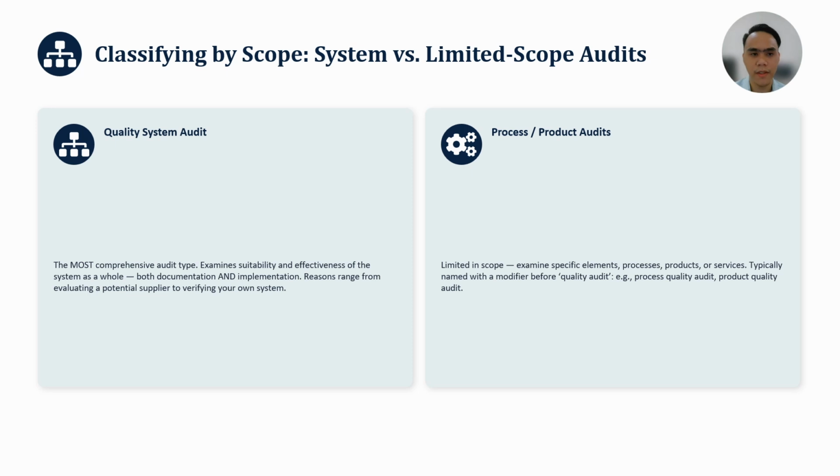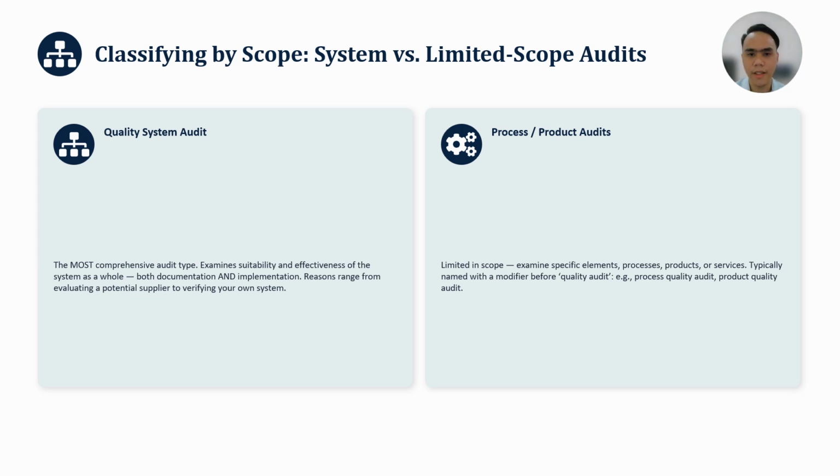The most comprehensive type of audit is the quality system audit, which examines the suitability and effectiveness of the system as a whole. This audit involves both the documentation and the implementation aspects of the quality system. It's not enough for the paperwork to look good. The system audit checks whether what's documented is actually being followed. Reasons for initiating a system audit may range from evaluating a potential supplier before signing a contract, all the way to simply verifying an organization's own internal system. Audits of specific elements of a system, or specific processes, products, or services, are also possible, and these are limited in scope.